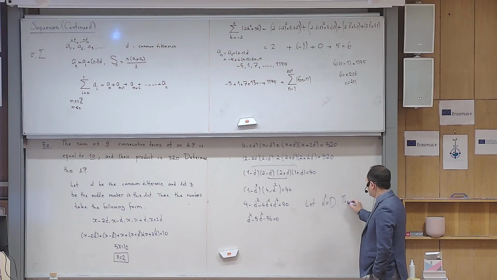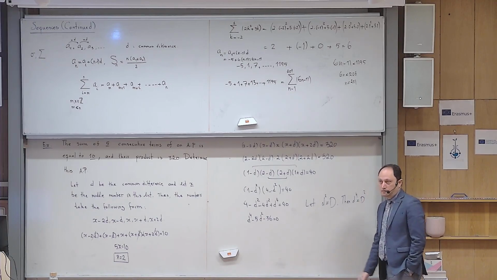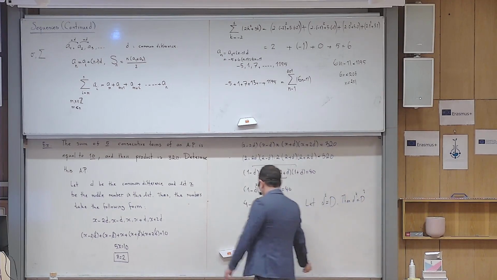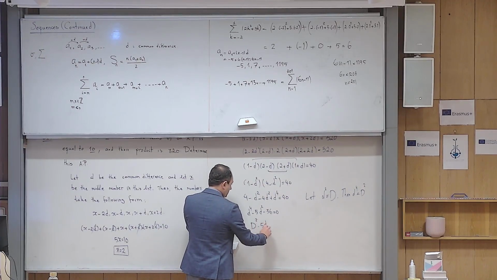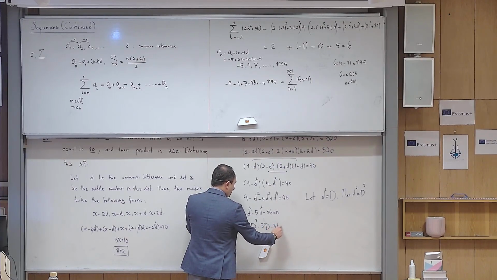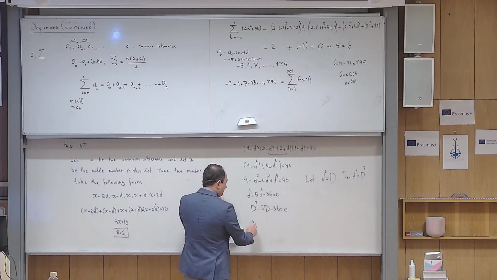Then what happens to d to the fourth? D to the fourth becomes capital D squared. Okay? Then if I replace it here, it becomes D to the power of 2 minus 5D minus 36 equals 0. And you can use the ABC formula to solve that.